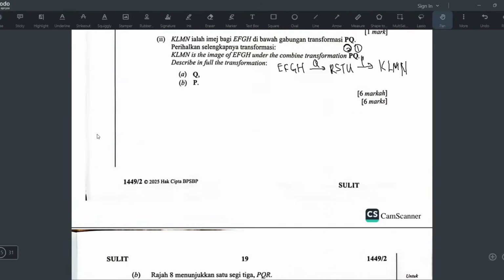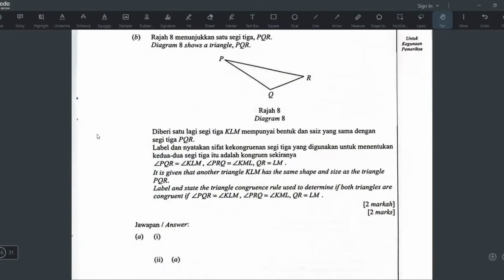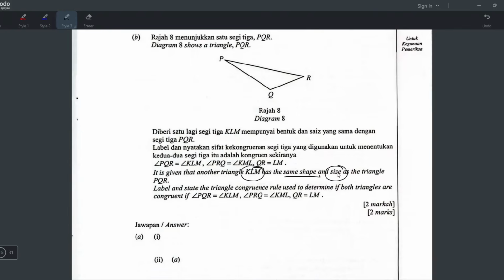the next part they will ask you to find the area. But this paper, they decided to change a bit. They never ask area. Okay, what it says here: diagram A shows a triangle PQR. Okay, I can see. It is given that another triangle KLM has the same shape and same size as the triangle PQR. It means it's congruent.